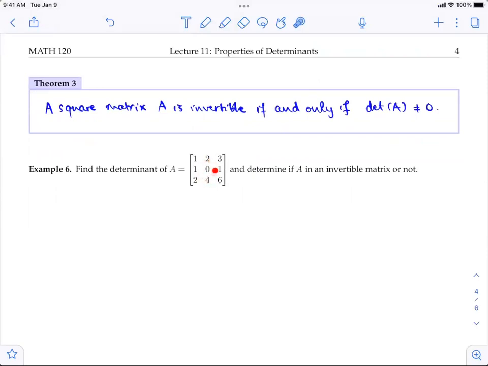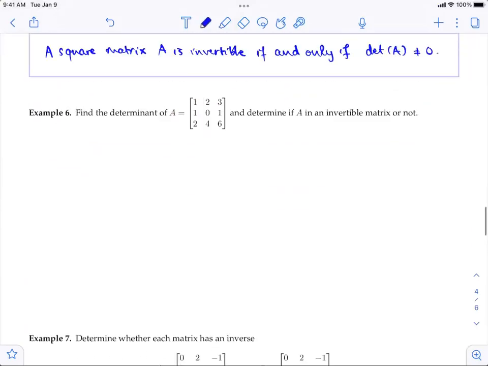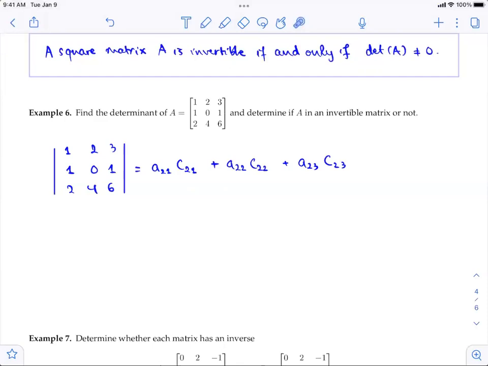Okay, so find the determinant of the following matrix. So I have the determinant of A, which is going to be 1, 2, 3, 1, 0, 1, 2, 4, 6. And I'm going to use the second row to work with. So for the second row, I get A21 times C21 plus A22 times C22 plus A23 times C23. Right, I get that A22 is a 0, so this is going to be equal to 0, so we don't have to calculate anything.